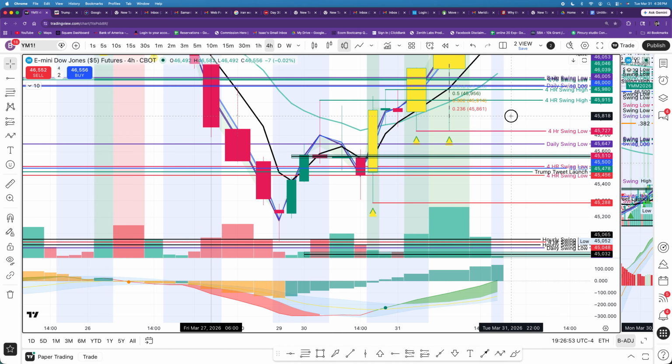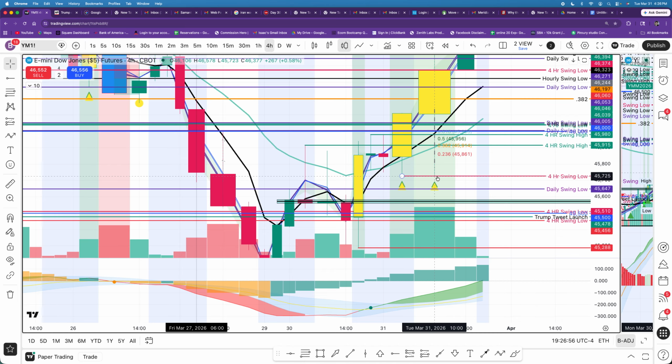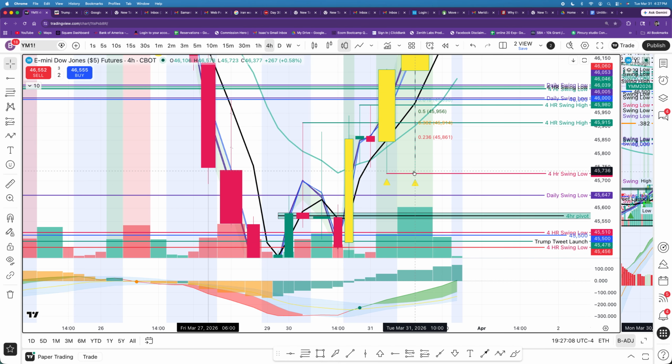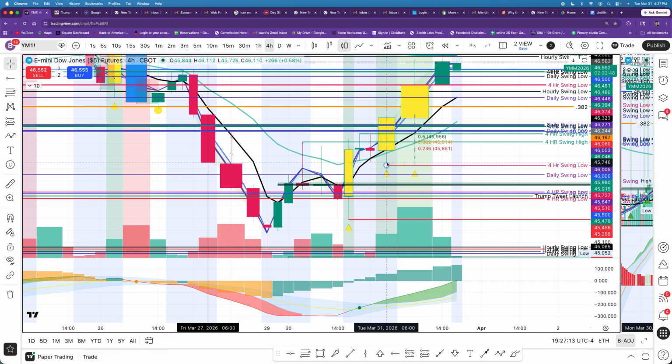This morning we had one right here, 45,728. Okay, that was put in during the 6 o'clock candle. When this one completed, technically you didn't know that this was going to be a swing low until this completed, but when we started doing this at about 10 o'clock, we could see what was going on. We could see that was a swing low. So that's when that one got marked.